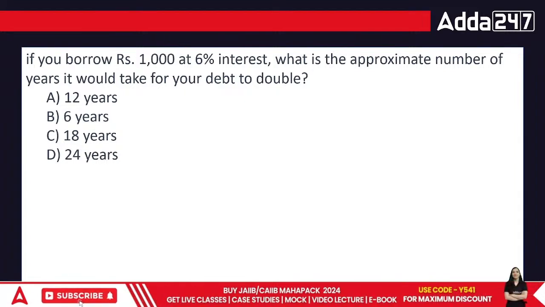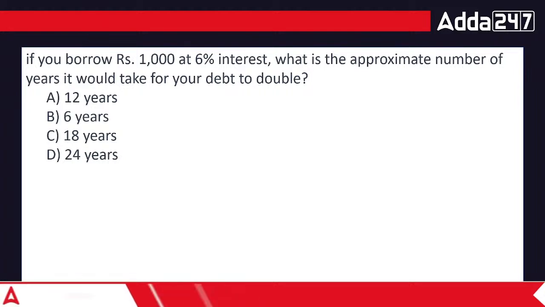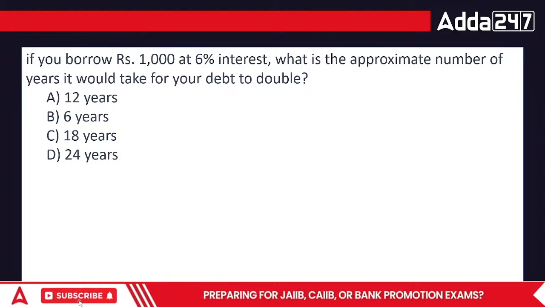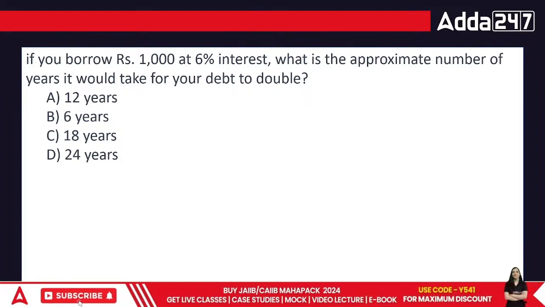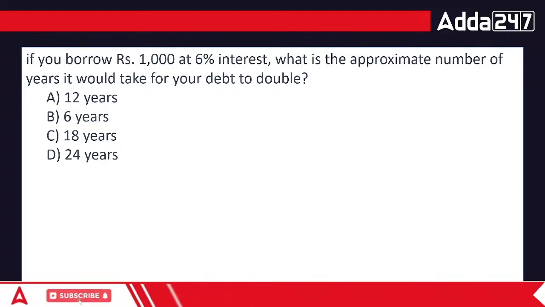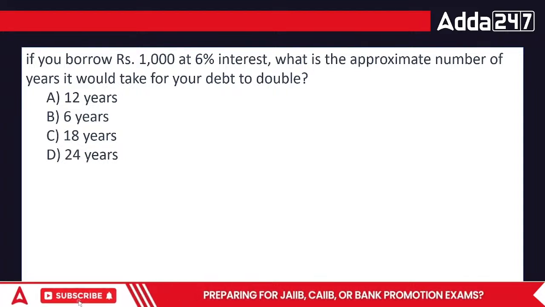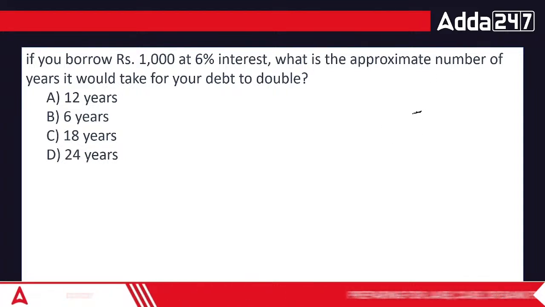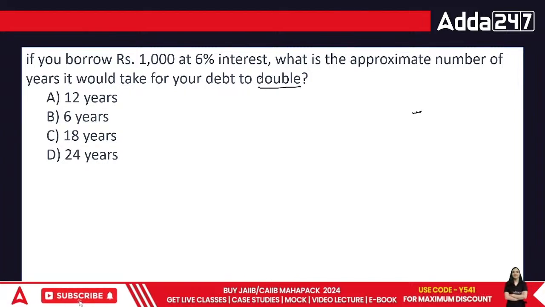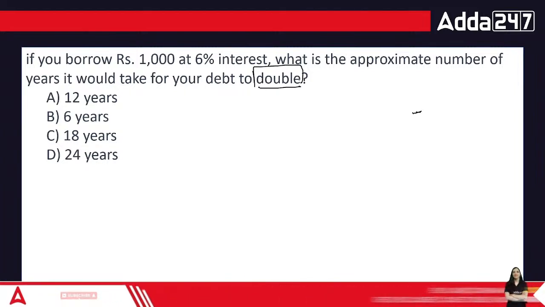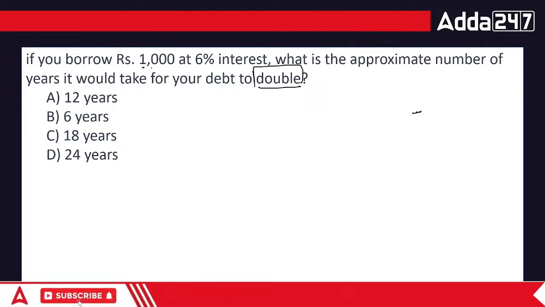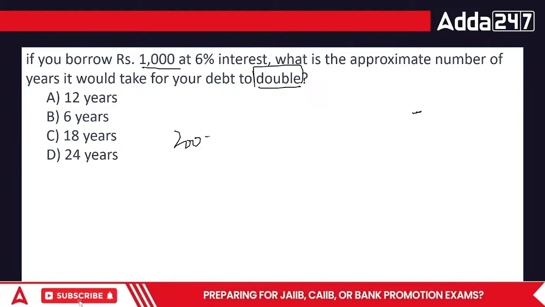What would be the answer, everyone? Okay, now let's find it out. In this case, why do we have to worry about using any other formula when we know the Rule 72? Because they have asked for double. That means if I am investing 1000, by what time it will become 2000?